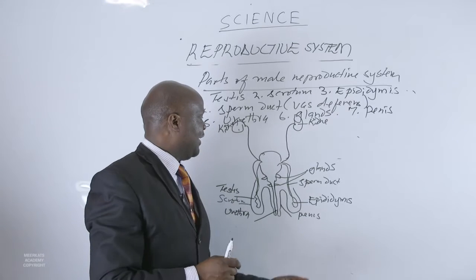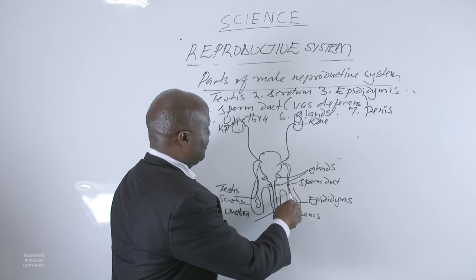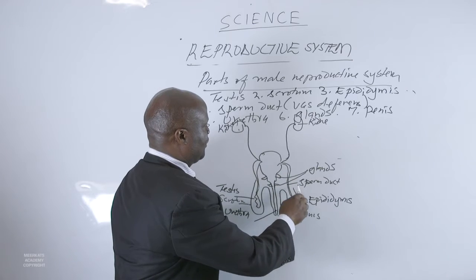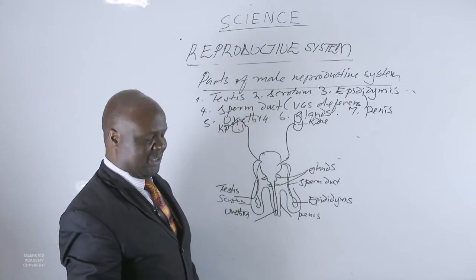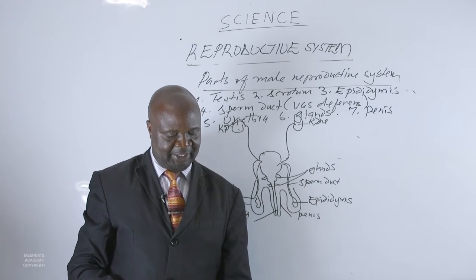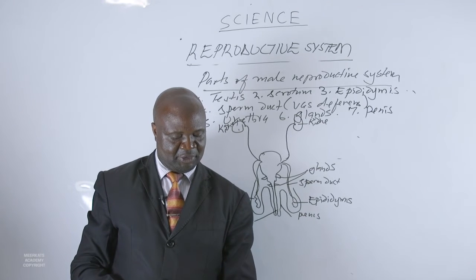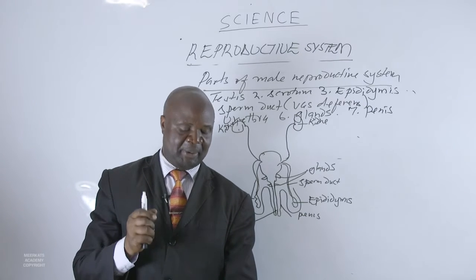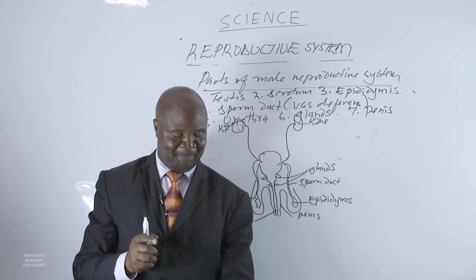And then we go to the sperm duct. It is also called the vas deferens, the sperm duct, where the sperms can travel through. It is a tube that allows the passage of sperms from the epididymis to the urethra.